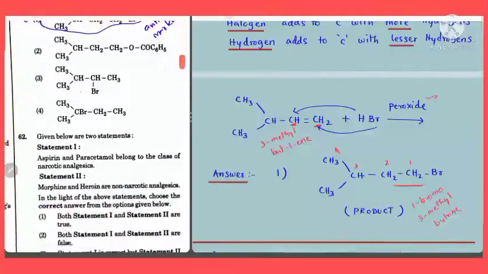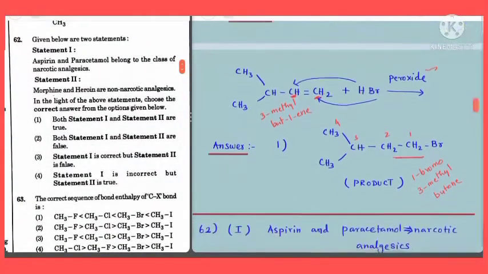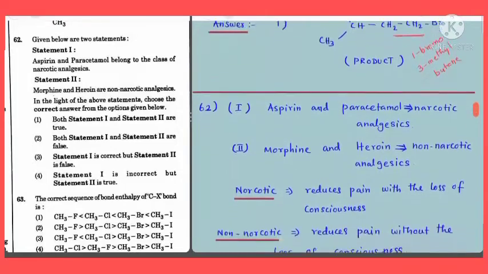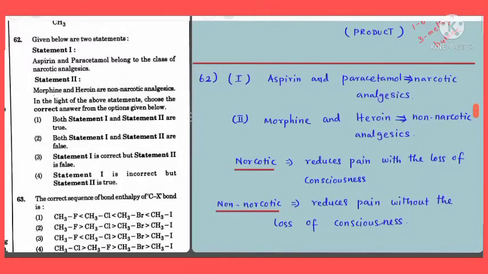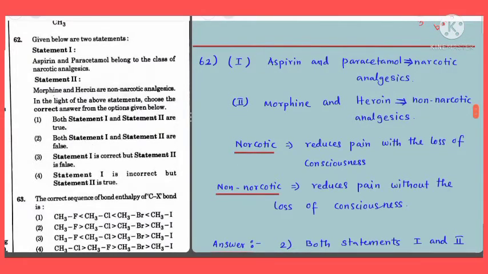Now we go for question number 62. You are given two statements. Statement 1: aspirin and paracetamol are narcotic analgesics. Statement 2: morphine and heroin are non-narcotic analgesics. First of all, you want to know what is meant by narcotic and non-narcotic analgesics. Both are used for reducing pain, as painkillers. But a non-narcotic analgesic reduces pain without affecting the consciousness.